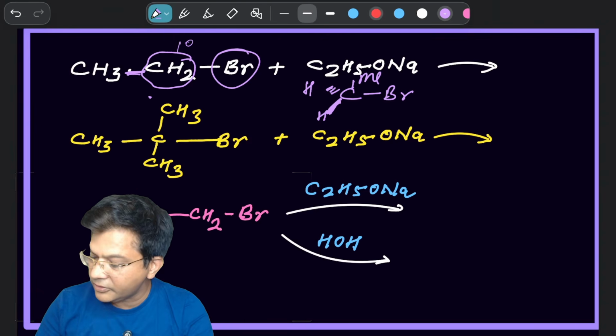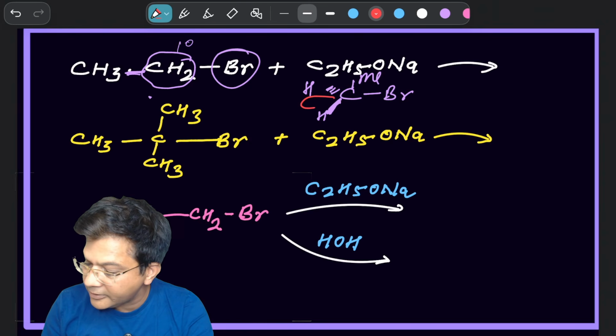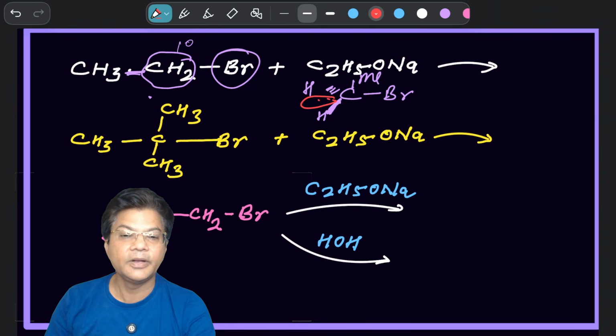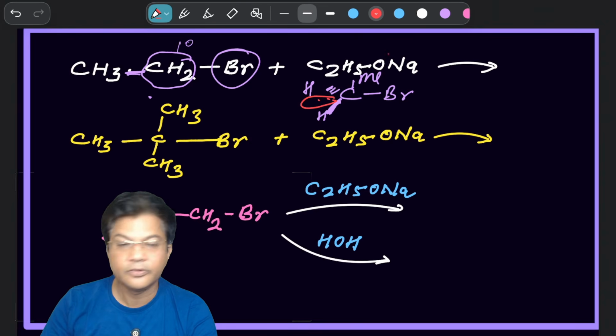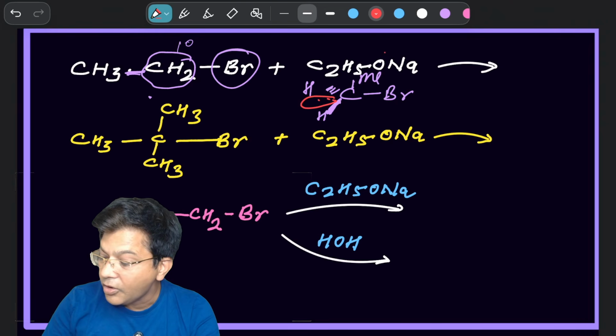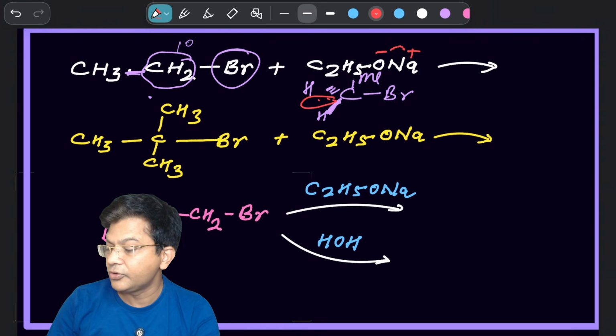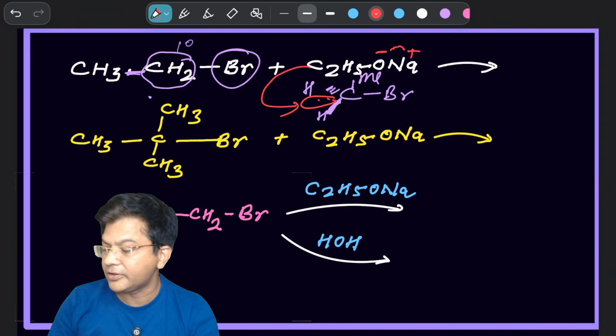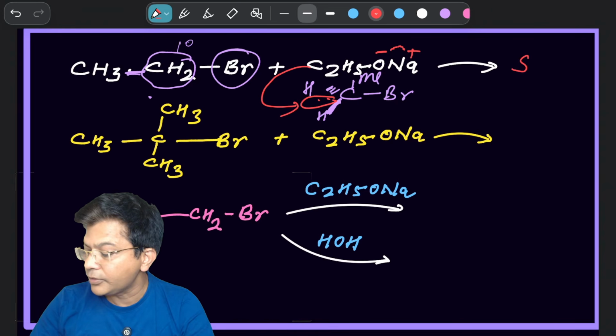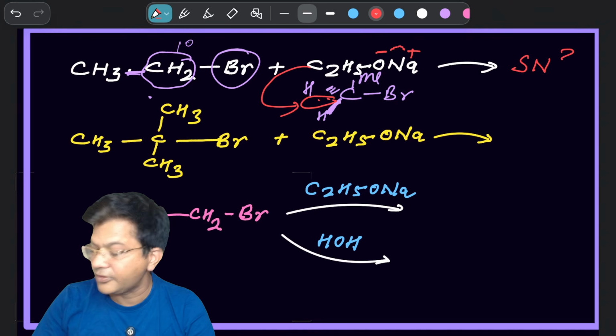That means its backside is naked. The nucleophile will attack, and see what type of nucleophile it is: O negative, Na positive, and this bond is ionic. So it will attack in one step. It is an SN2 reaction, a single step fast reaction, SN2.